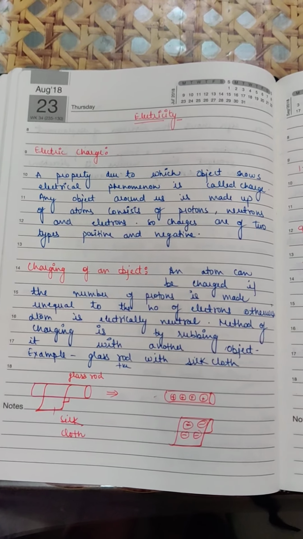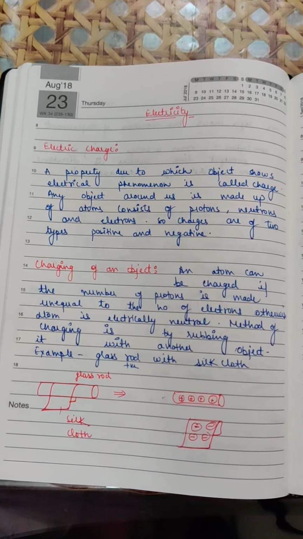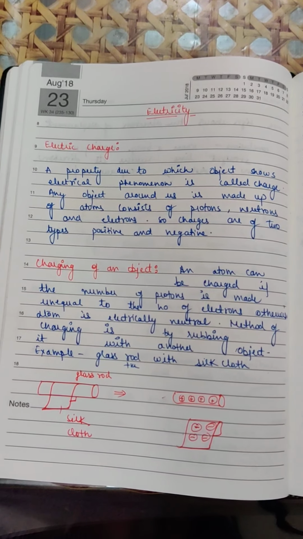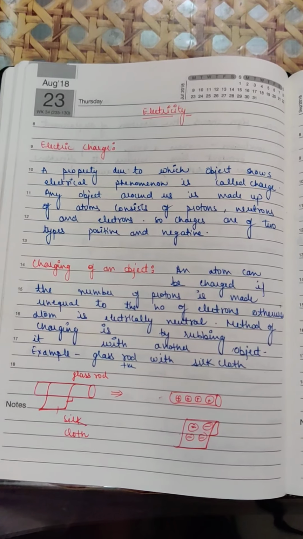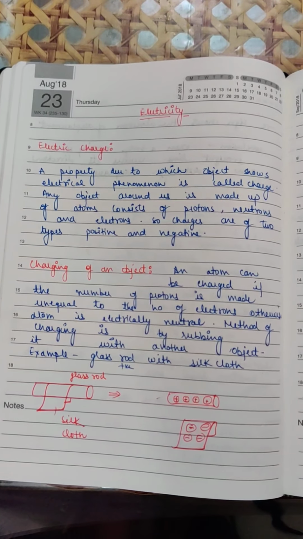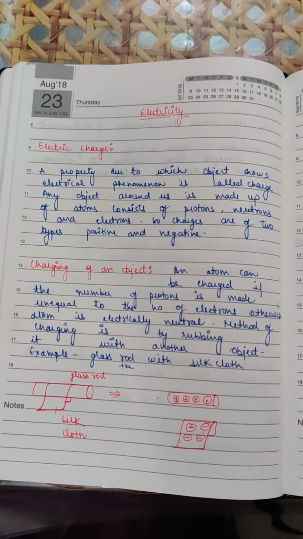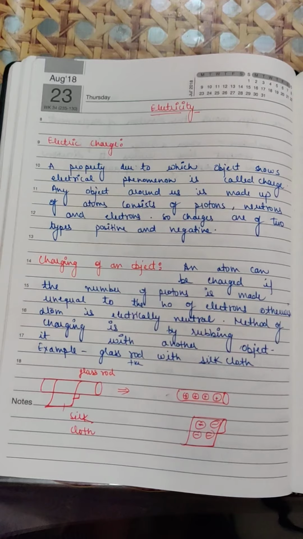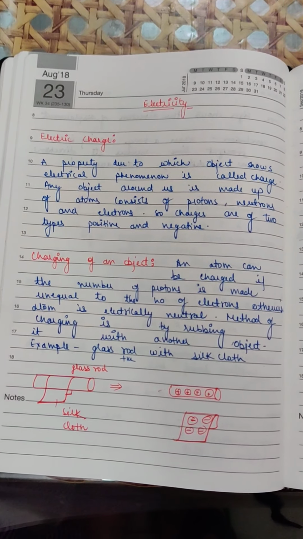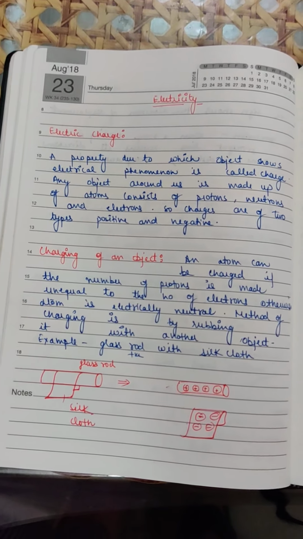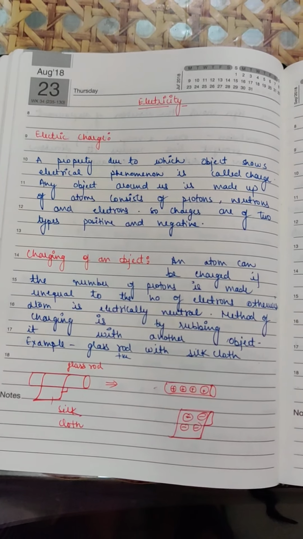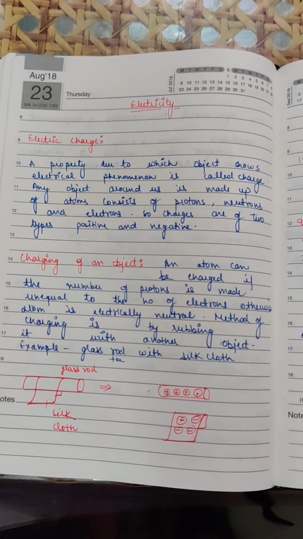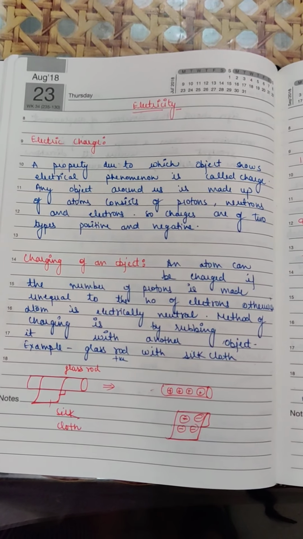Now, it is well known that an atom is electrically neutral because the number of protons is equal to the number of electrons. And if we want the electric current to flow, we need the object to be charged up. The charging of an object can be done if we can increase the number of protons or electrons, or we can say if we have an unequal number of protons and electrons, only then we can say the body is charged up. Otherwise, it can be said to be electrically neutral.